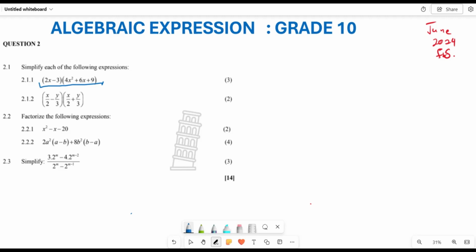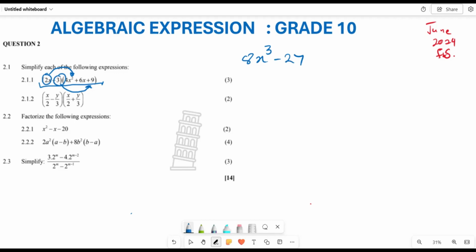So from here, what are you going to do? For example, if you take this and multiply it with this, what do you get? This is the same as 2 multiplied by 4, which is 4x cubed. And to get the last term, this is going to be 3 multiplied by 9, which is 27, which means this is minus 27 altogether.